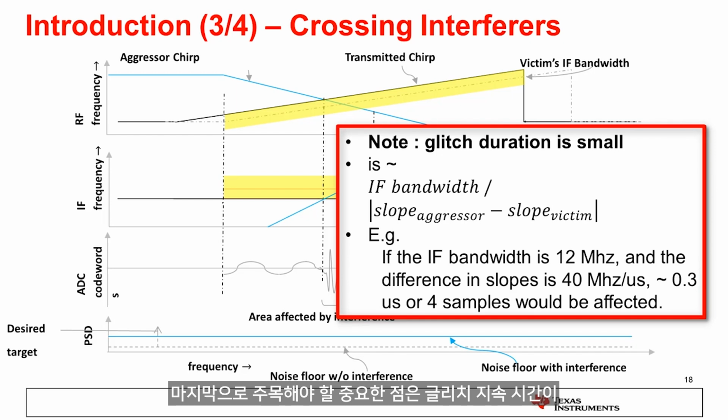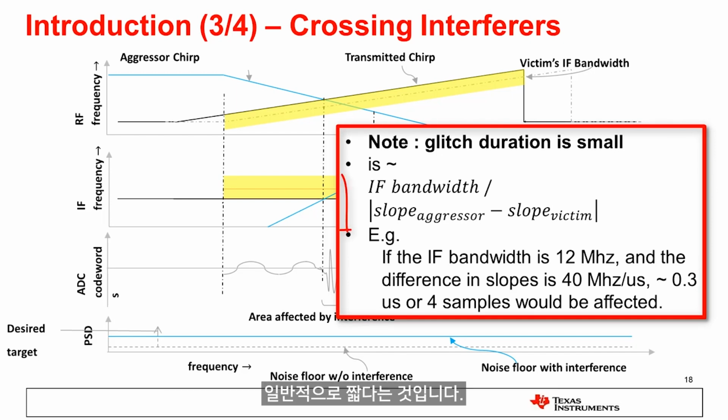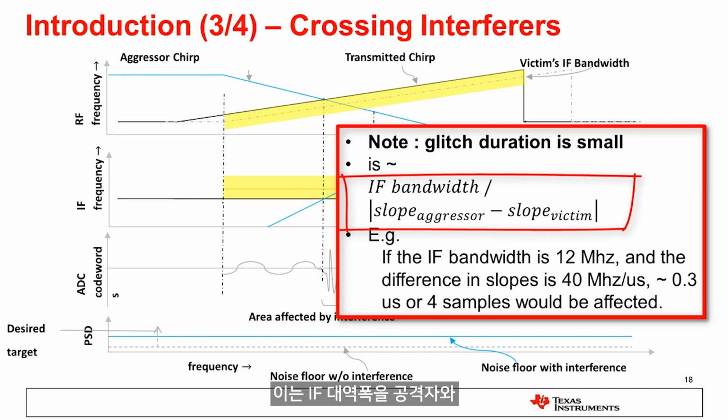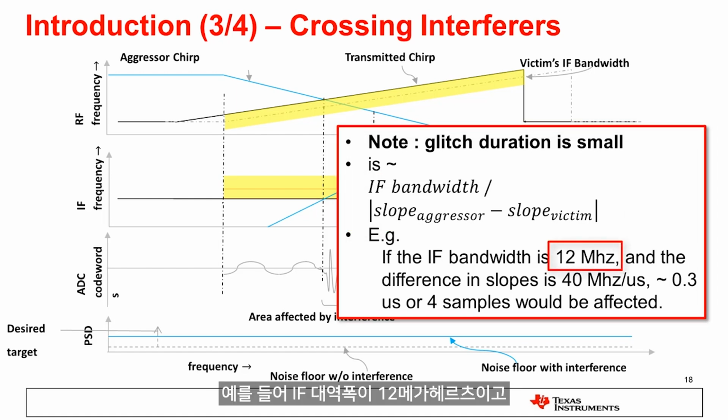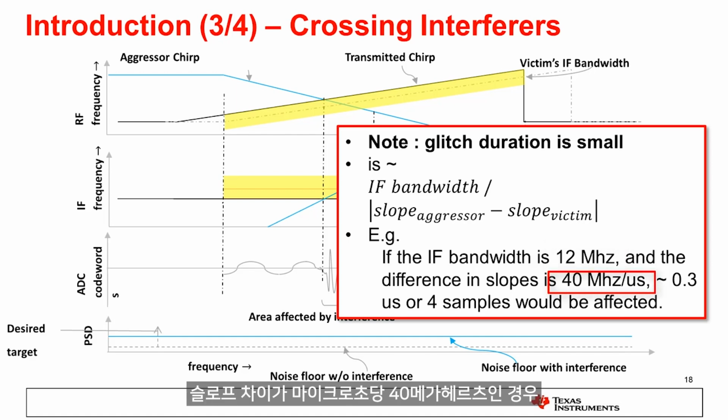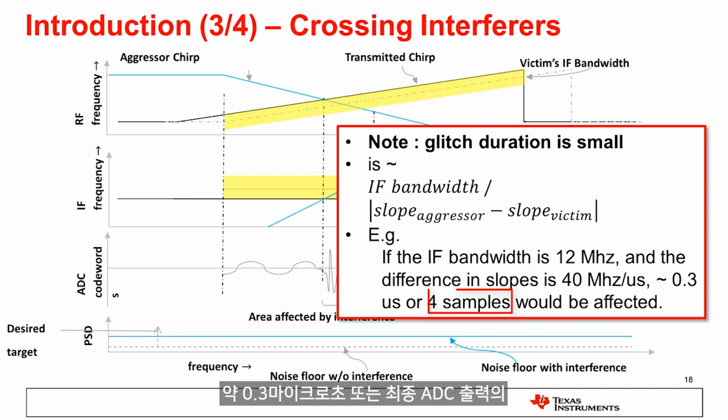A final important point to note is that the glitch duration is typically small. It is given by the IF bandwidth divided by the difference in slopes between the aggressor and the victim. For example, if the IF bandwidth is 12 MHz and the difference in slopes is 40 MHz per microsecond, approximately 0.3 microseconds or 4 samples of the final ADC output would be affected by interference.